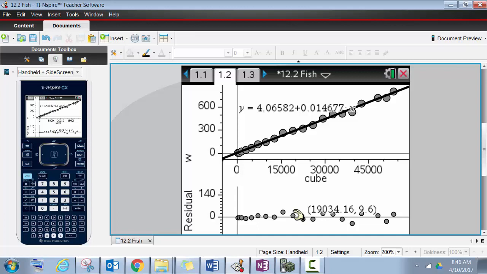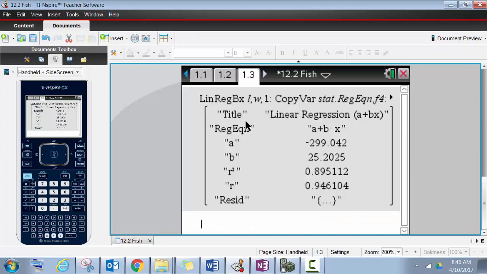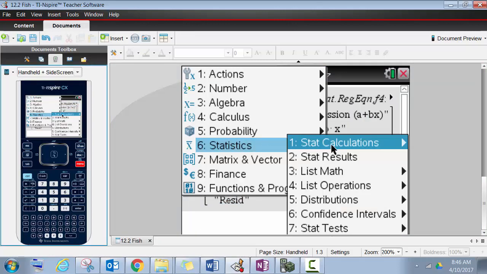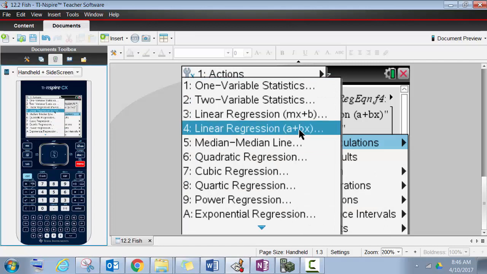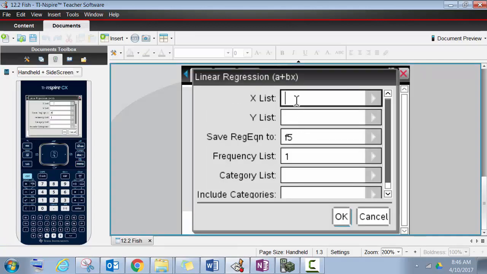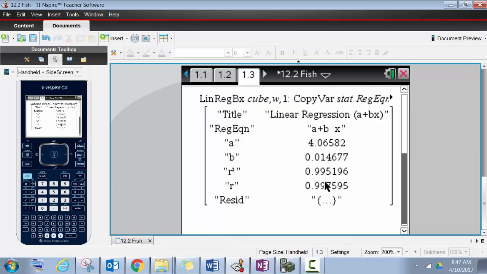So this is linear. And we can just arrow up. No, we can't do that. So menu, statistics, stat calculations, A plus BX. It is our cube, is what we labeled it, the length cubed, then the weight, and we got the same R value. Our R squared value is also very good. 99.5% of our predicted Y values are explained by the line. So it's a very good line. It works out.